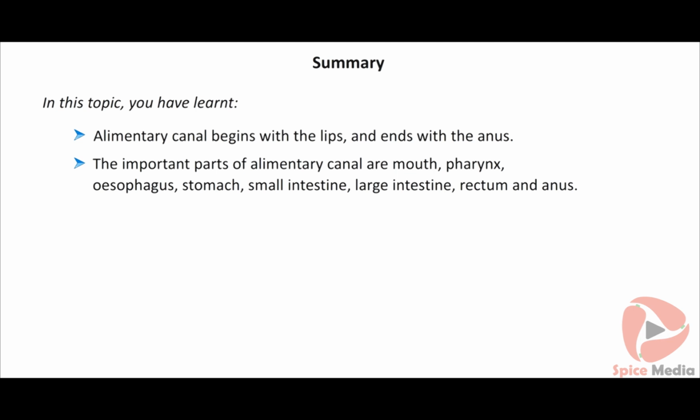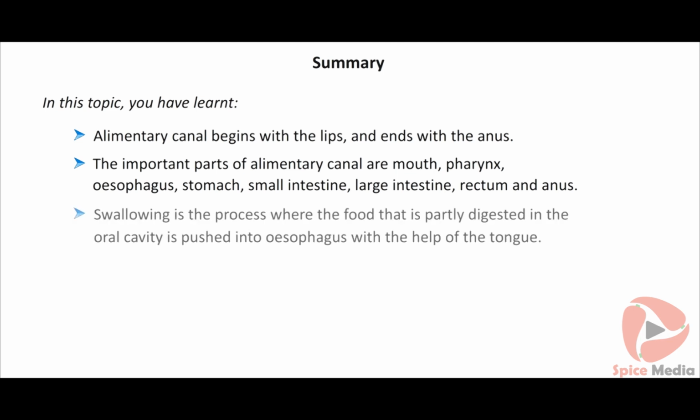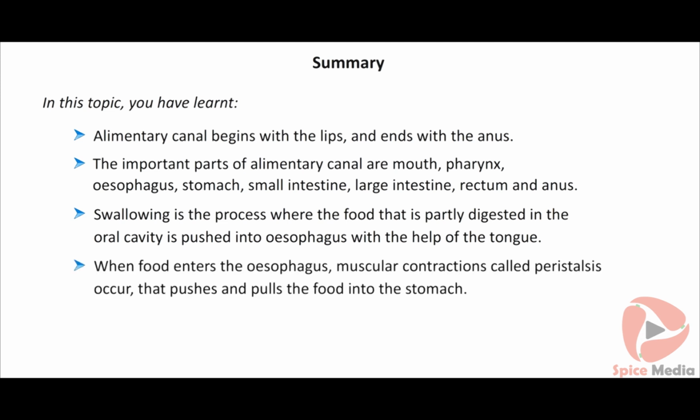Summary. In this topic, you have learnt the alimentary canal begins with the lips and ends with the anus. The important parts of the alimentary canal are mouth, pharynx, esophagus, stomach, small intestine, large intestine, rectum and anus.